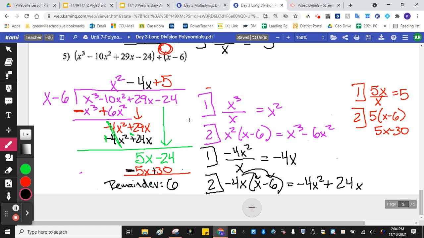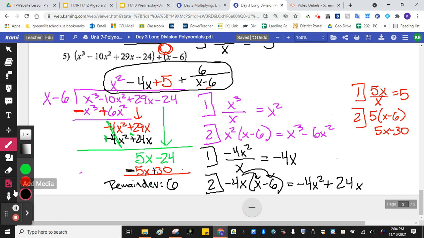It's my remainder because I ran out of numbers to bring down. And so I add that to my answer, my quotient, over what I'm dividing by. What is a quotient? The answer to a division problem. Why is it 6 over x minus 6? Because 6 was my remainder, and x minus 6 was my divisor.